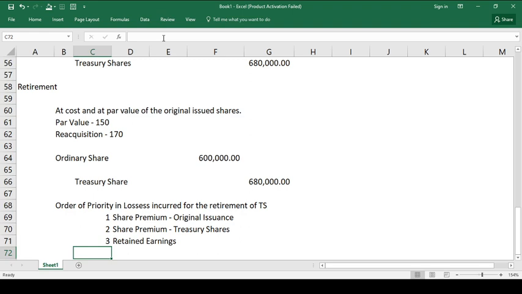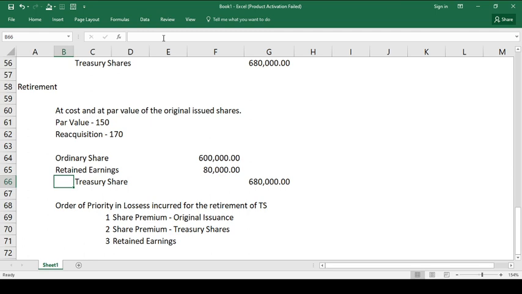Sir, in this case, in your example, saan po natin yan i-absorb? Assuming there is no share premium on original issuance, there is no share premium on treasury share, well, we will recognize it. The loss will be absorbed by retained earnings, okay, amounting to 80,000 pesos. Ayun.